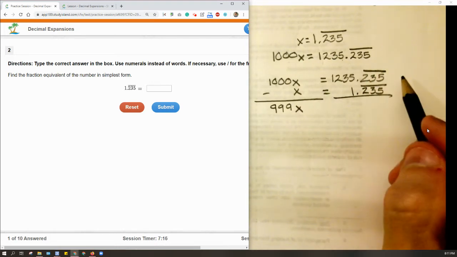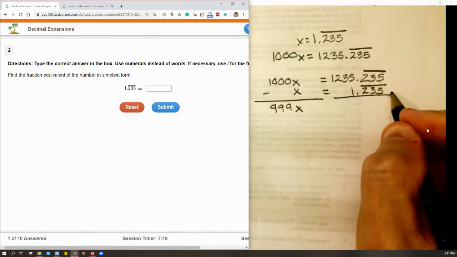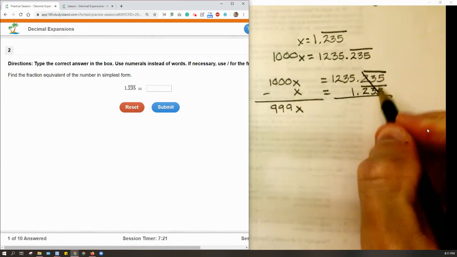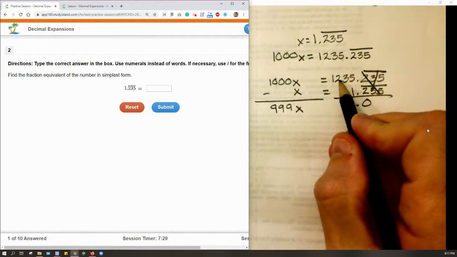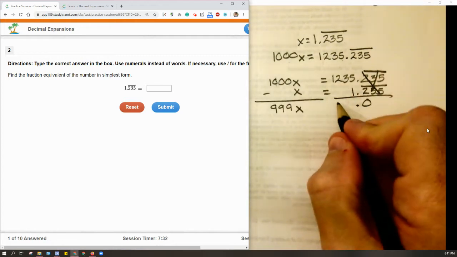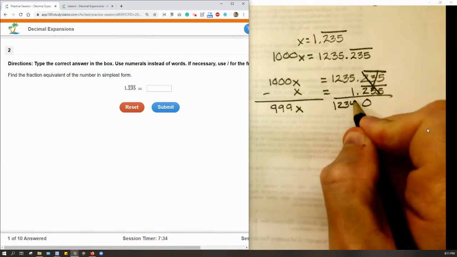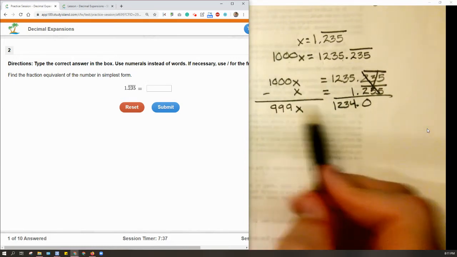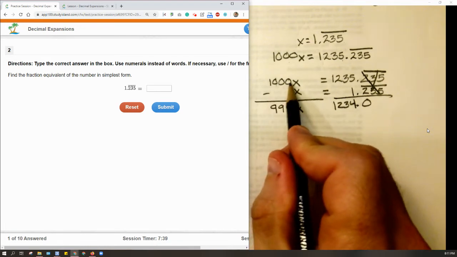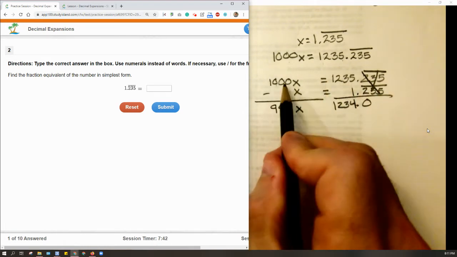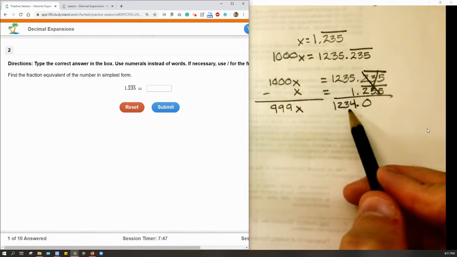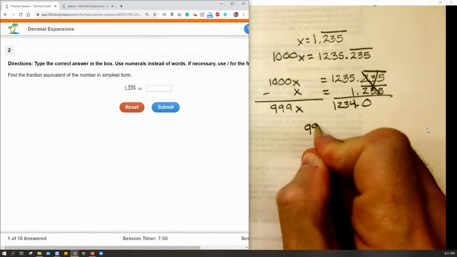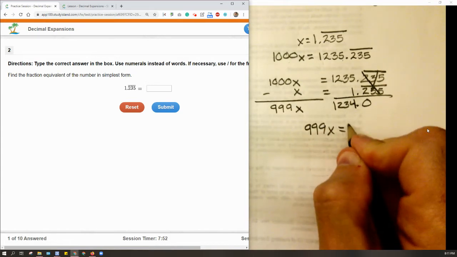If I subtract those, what do I get? Well, what happens with 0.235 repeating minus 0.235 repeating? They cancel each other out and it becomes 0.0. No more repeating decimal. The decimals that repeat are gone. And then I simply have a 1235 minus 1, which is 1234. So the answers that I have here tell me something. If 1000x is equal to that much, and 1x is equal to that much, and 1000x minus 1x is 999x, and that much minus that much is 1234, then 999x is equal to 1234.